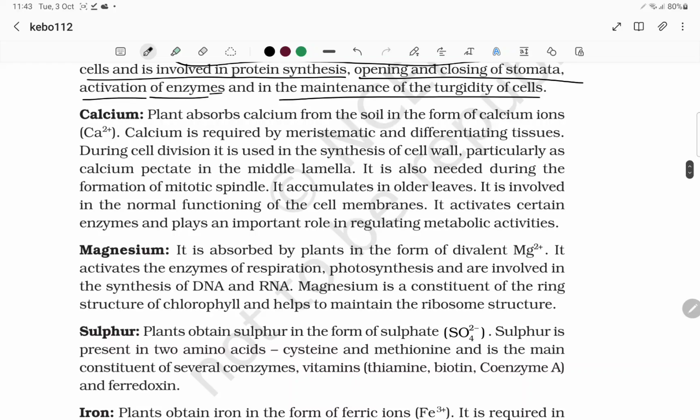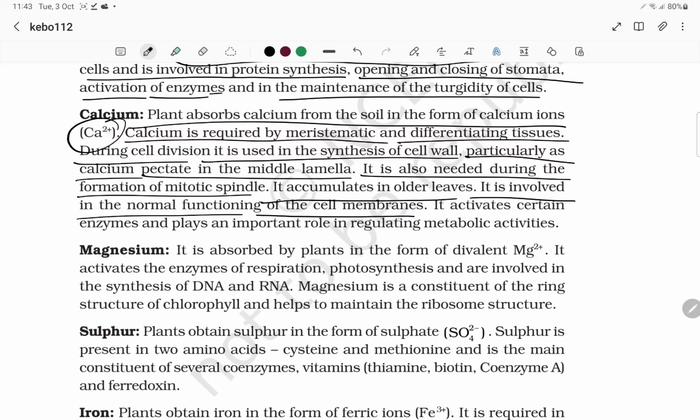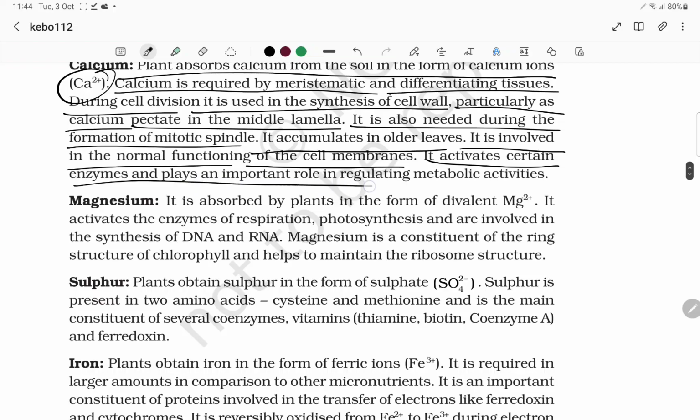Next, calcium. Calcium is absorbed from the soil in the form of calcium ions. Calcium is required by meristematic and differentiating tissue during cell division. It is used in synthesis of the cell wall, particularly as calcium pectate in the middle lamella. It is also needed during the formation of the mitotic spindle, and it accumulates in the older leaves. It is involved in normal functioning of the cell membranes. It activates certain enzymes and plays a very important role in regulating metabolic activities.